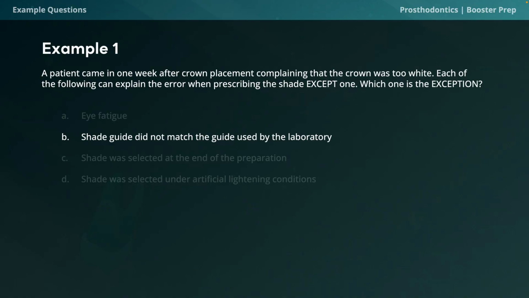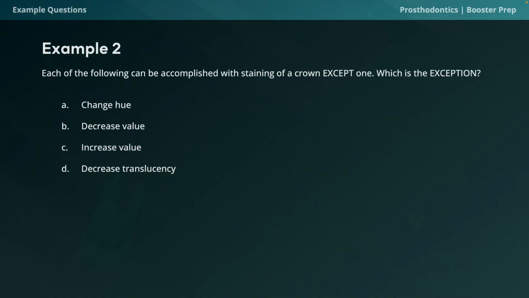A is incorrect because eye fatigue does limit our ability to accurately judge colors. C is incorrect because we all know that shade matching has to be done at the start of the appointment before the preparation, not at the end. And D is incorrect because of the concept of metamerism. The only option that doesn't make sense is B because remember, guys, shade guides are universal tools. The Vita shade guide at the lab is going to be the same exact one in the dental office. So that's not a valid reason here. Okay, moving on to the next question.